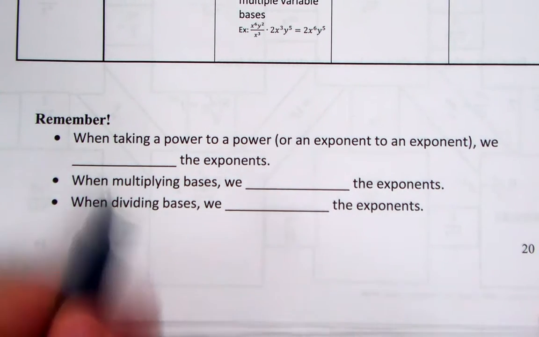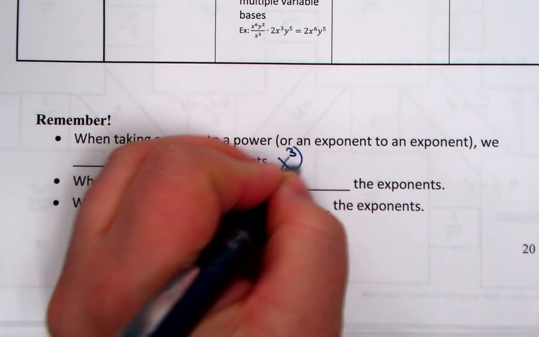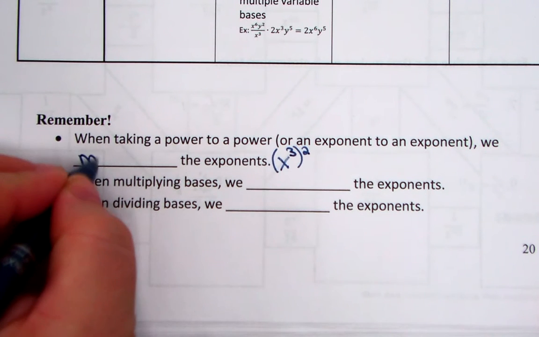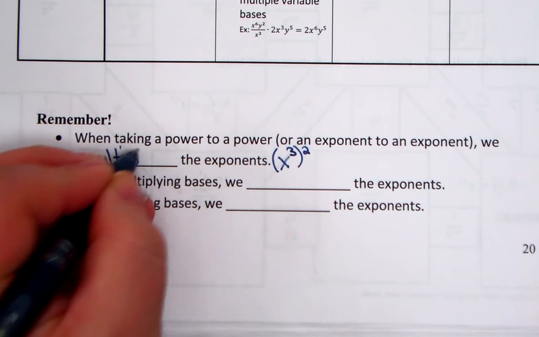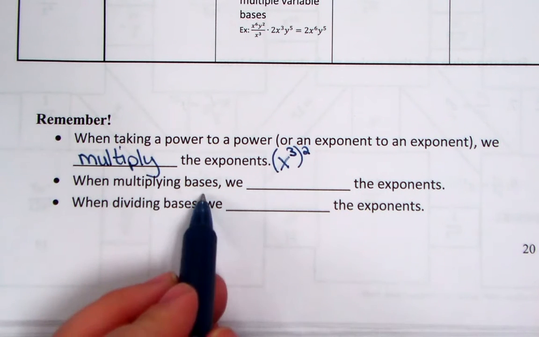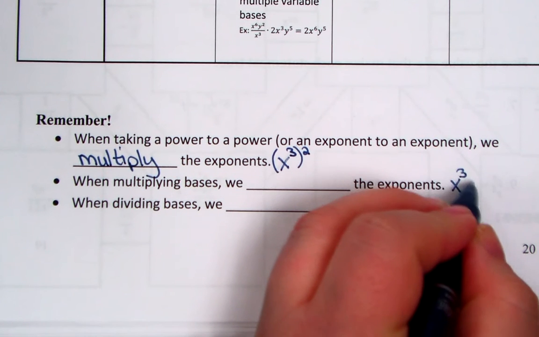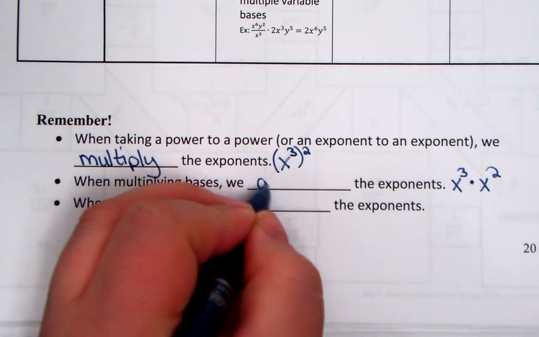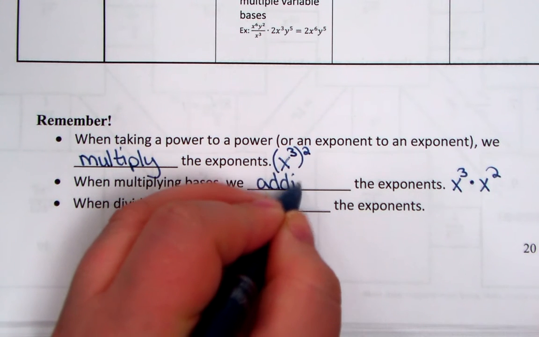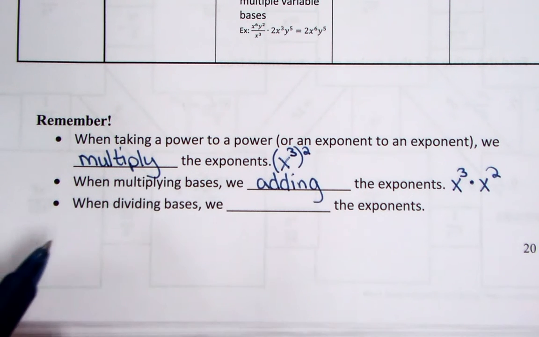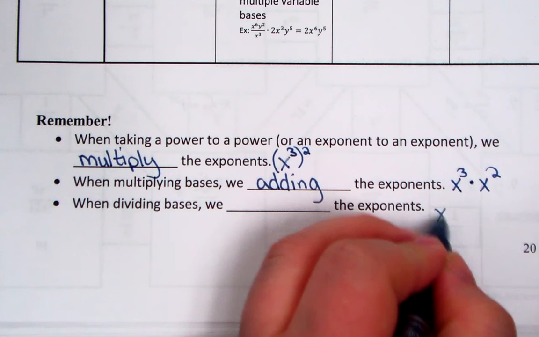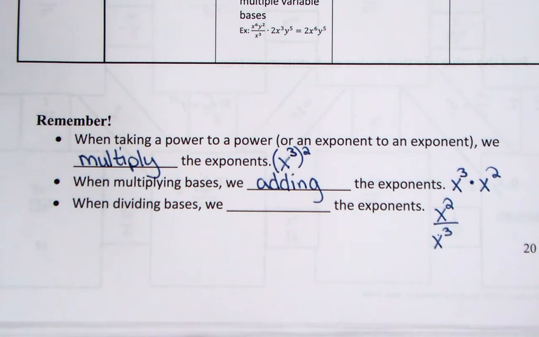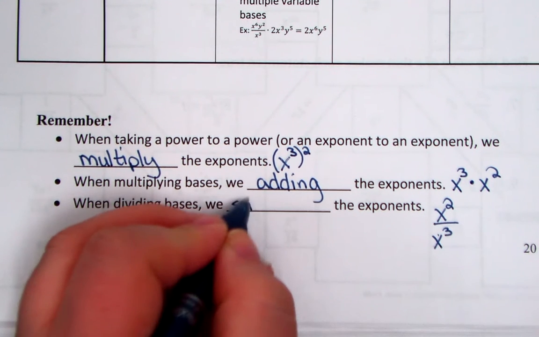When you are taking a power to a power, meaning it looks like this, you have to multiply the exponents. When you are multiplying the bases, meaning something that looks like this, you are adding those exponents. And then finally, when you are dividing the bases, something that looks like this, you are subtracting the exponents.